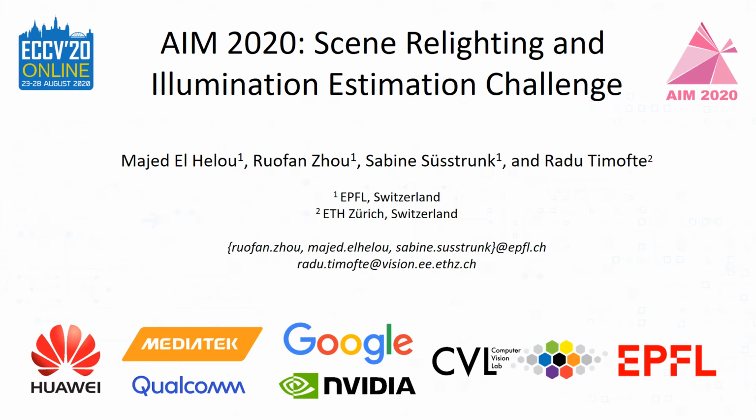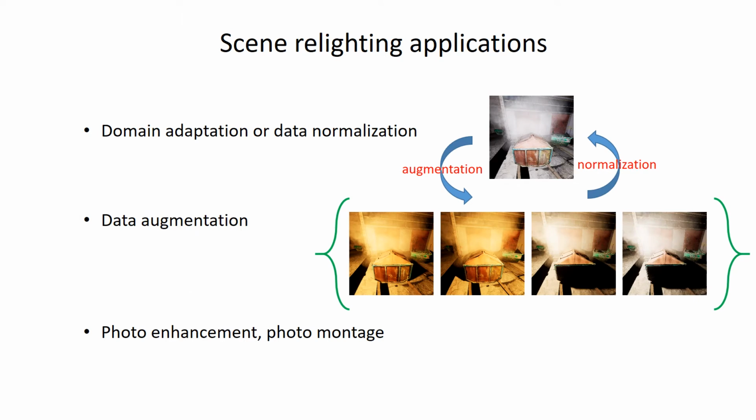This presentation provides an overview of the AIM2020 Scene Relighting and Illumination Estimation Challenge. There are multiple different applications to scene relighting, both in computer vision and in computational photography.